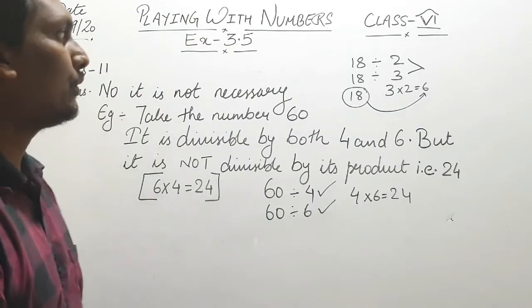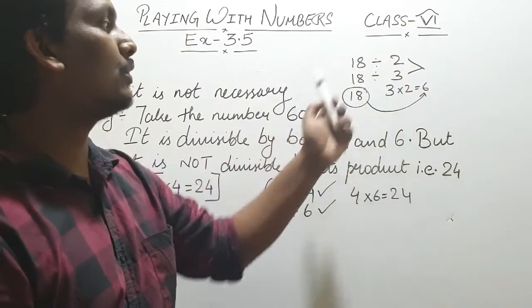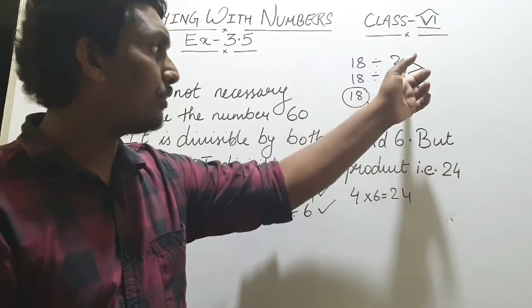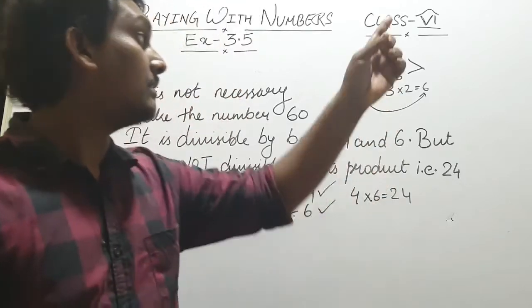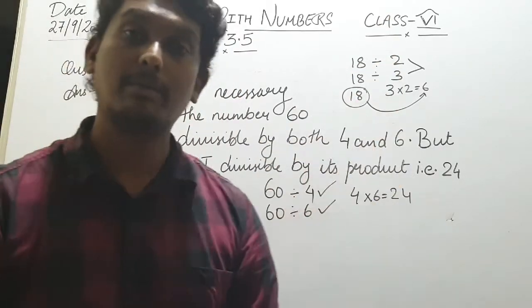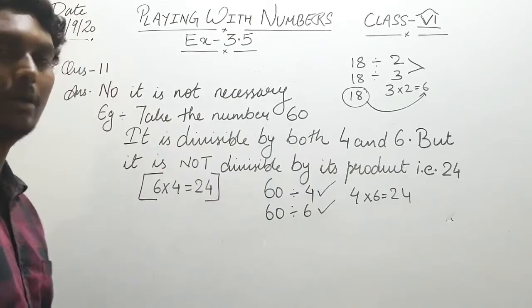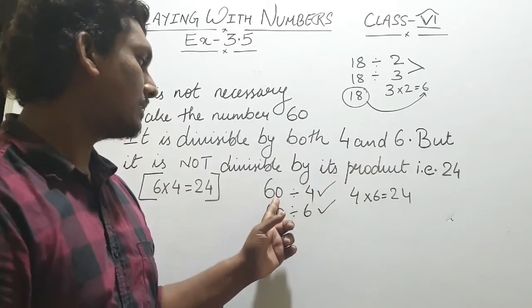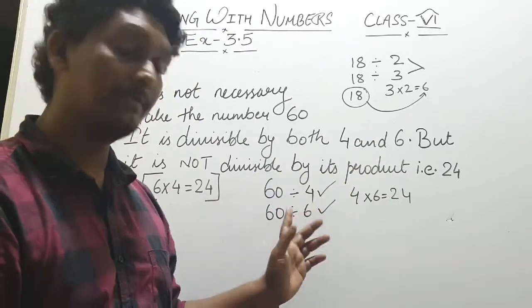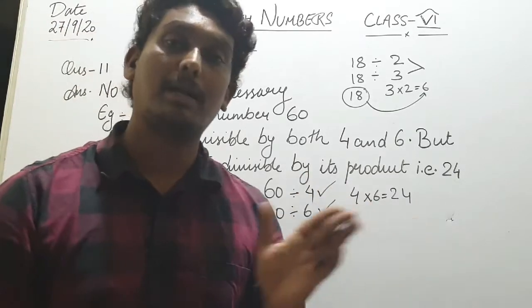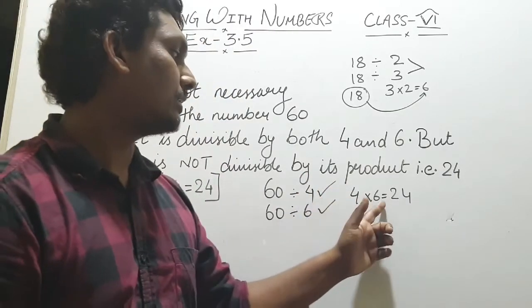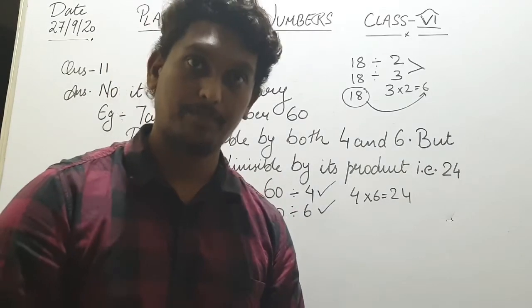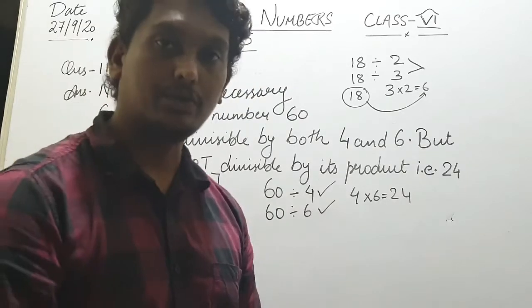So hope the question is clear to you. In the question it is given that 18 is divisible by 2 and 18 is divisible by 3. When you multiply, 2 into 3, we get 6. And 18 is also divisible by 6, right? But in this case, it is not happening like that. 4 and 6: 60 is divisible by 4, 60 is divisible by 6. But when we multiply the product, 4 into 6, 24, 60 is not divisible by 24. Okay. So this is the solution. Just go for it.